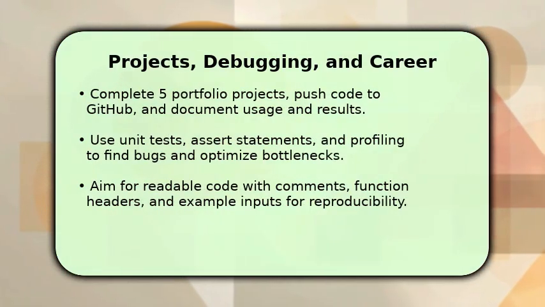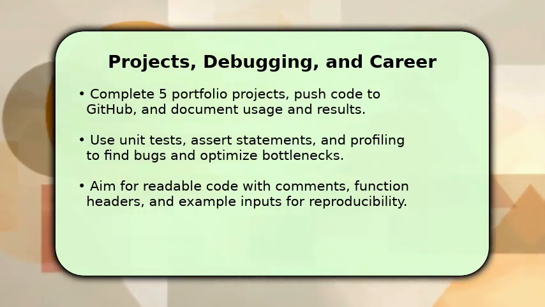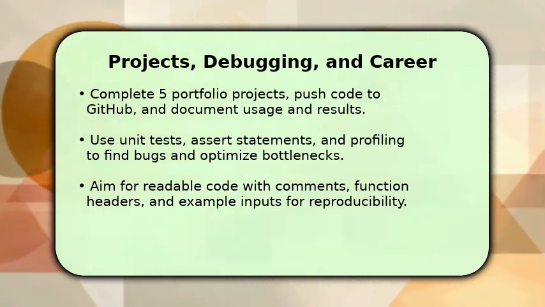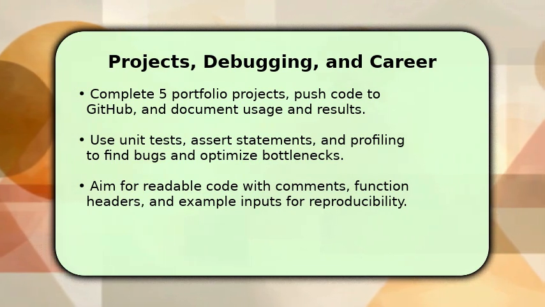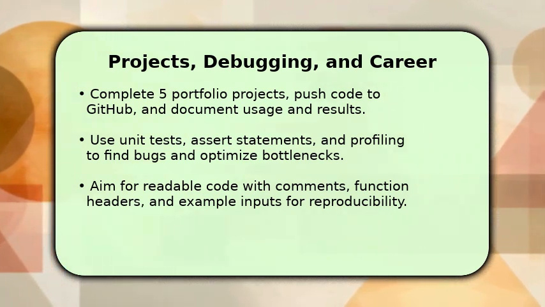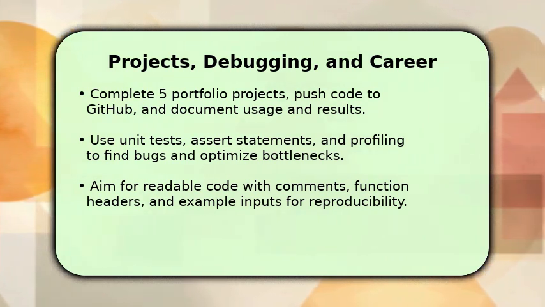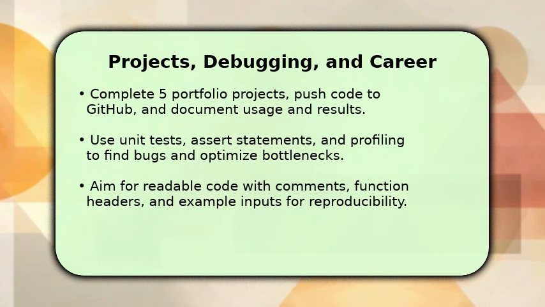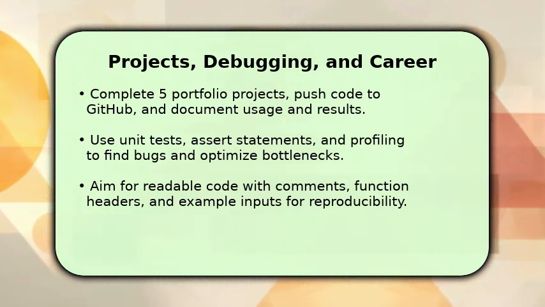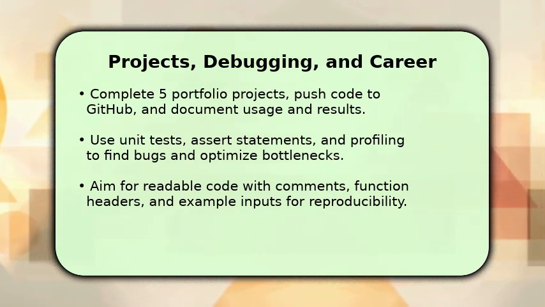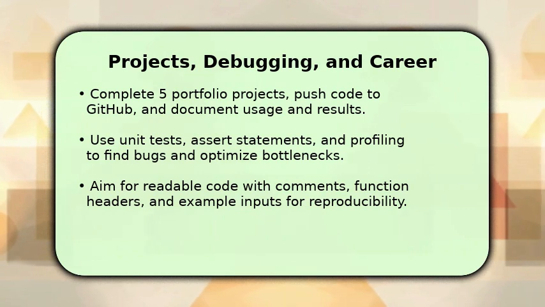Solidify skills by building 5 portfolio projects such as a filter design, motor controller, sensor fusion, power converter model, and communication link. Push code and documentation to GitHub for reviewers. Adopt unit tests and assert statements, and use the profiler to locate and optimize slow sections. Write clear function headers, comments, and example input/output blocks so others reproduce results. Regularly refactor code, seek peer feedback, and prepare short demo videos showing each project running to showcase practical Matlab competence.